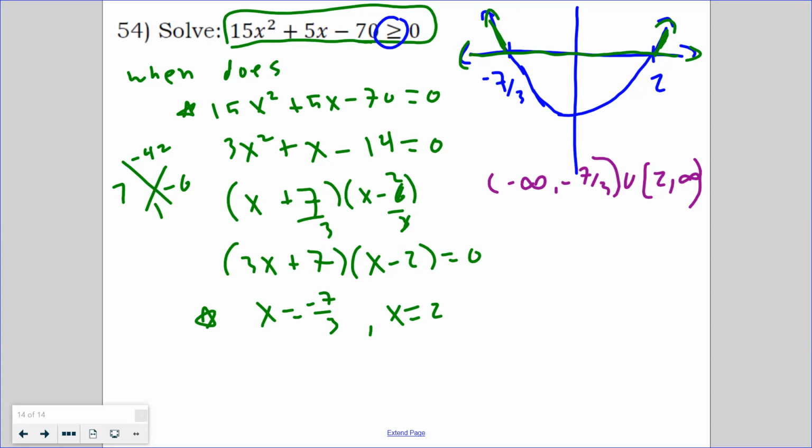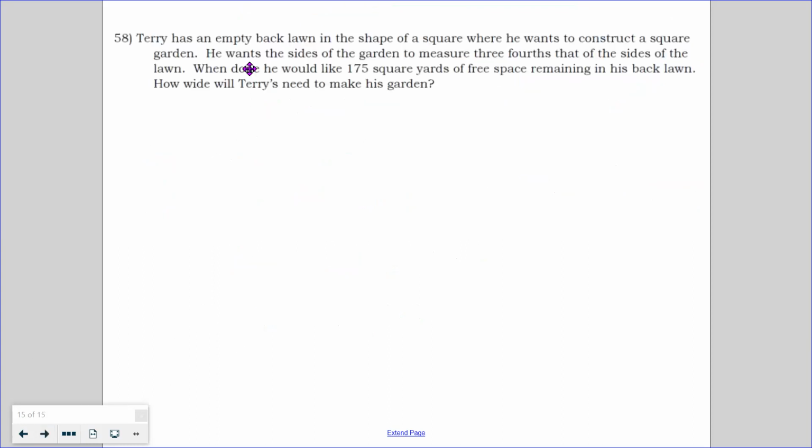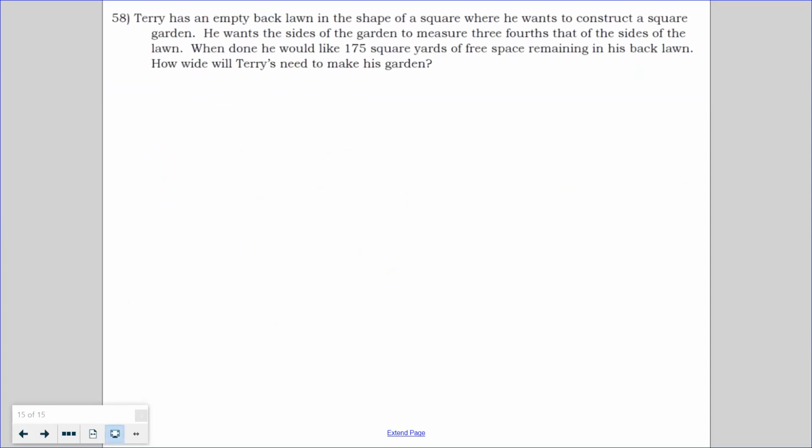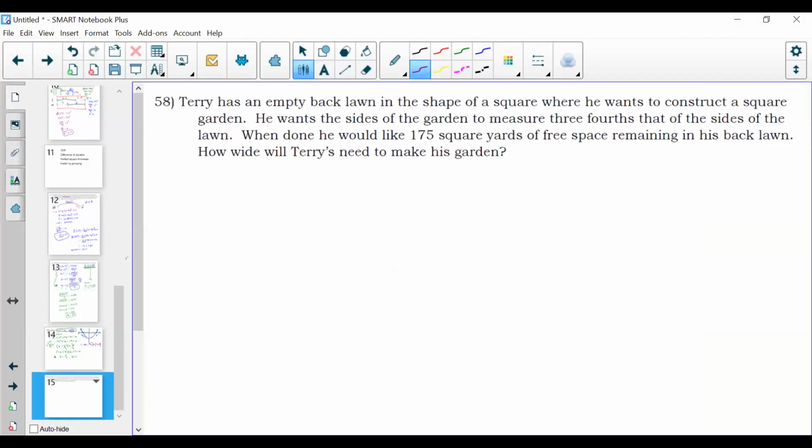Fragment 58. Terry has an empty back lawn in the shape of a square where he wants to construct a square garden. He wants the side of the garden to be 3/4 that of the sides of the lawn. When done, he would like 175 square yards of free space to remain in his back lawn. How wide will Terry need to make his garden?